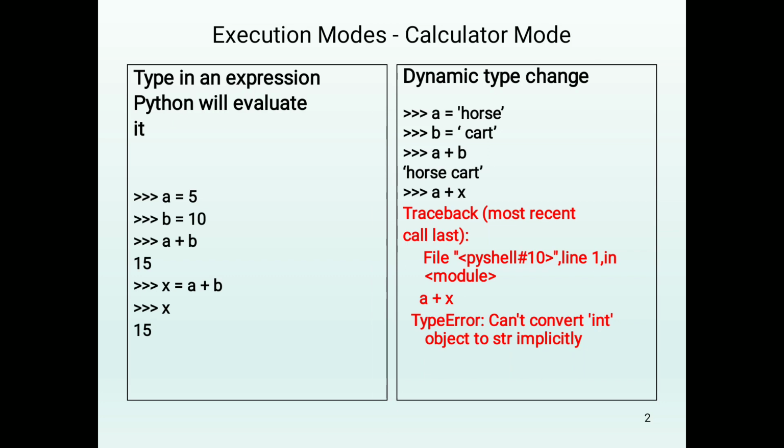Okay, and afterwards I'm giving A plus X. We don't know what the value of X is. So yes, the X value will be there. Here it is 15. So A value will now be 'horse' and X value will be 15, which we are trying to add, the string and the integer value, so that an error will be displayed. This is a simple example of how the variable values will be handled in the interpreted mode.